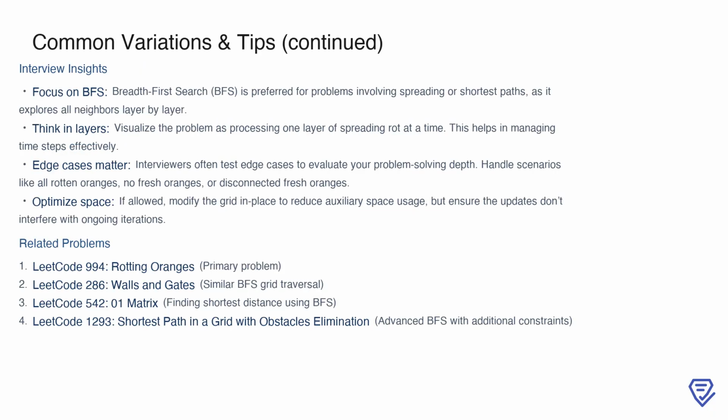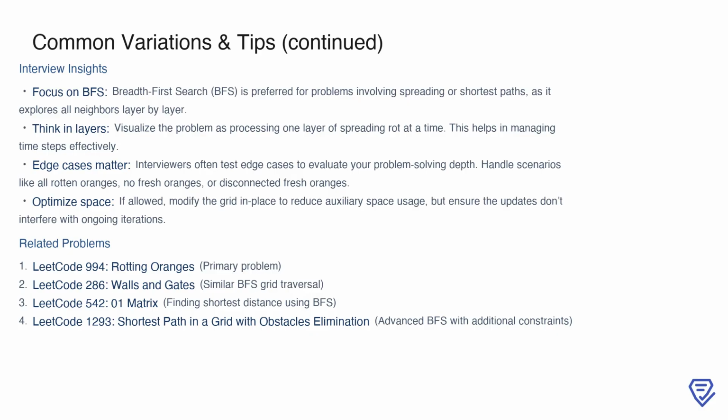In interviews, it's important to focus on using breadth-first search, or BFS, as it's the preferred approach for solving problems that involve spreading or shortest paths. BFS works well here because it explores all neighbors layer by layer, mimicking the way rot spreads in real life. A useful mental model is to think in layers, processing one layer of spreading rot at a time. This approach not only makes it easier to manage the time steps but also helps you visualize the process clearly.